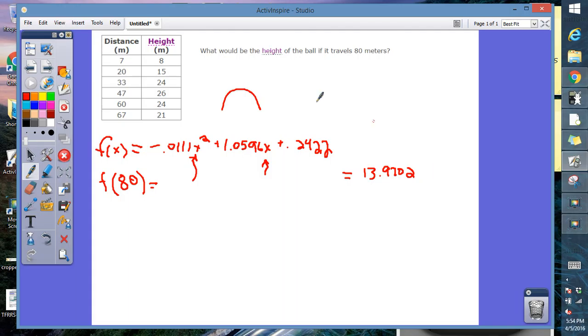Now it's a word problem, so we should do units. So our height is in what units? Looks like meters. So at a distance of 80 meters, the height is going to be 13 meters. So it hasn't hit the ground yet.